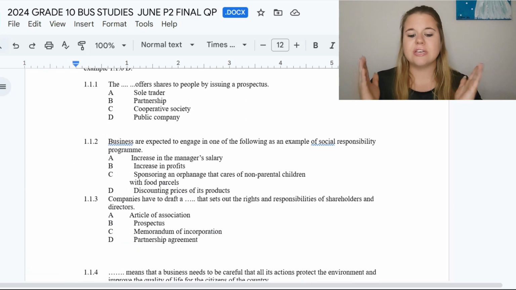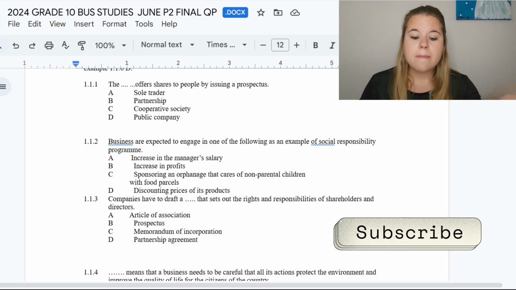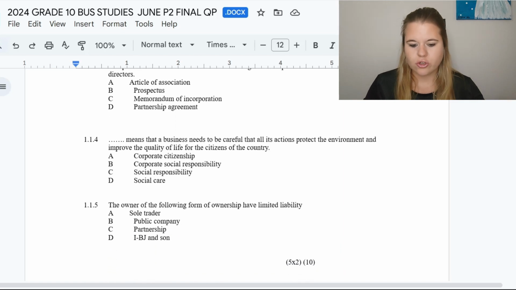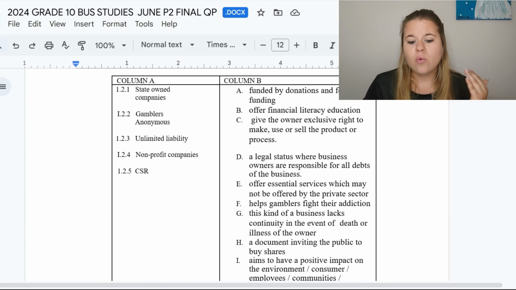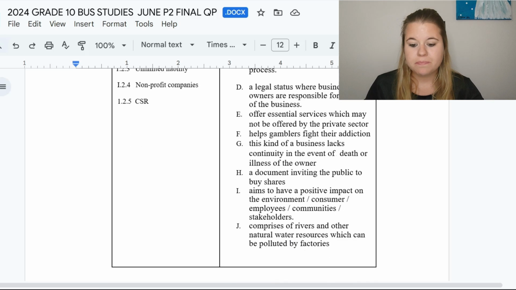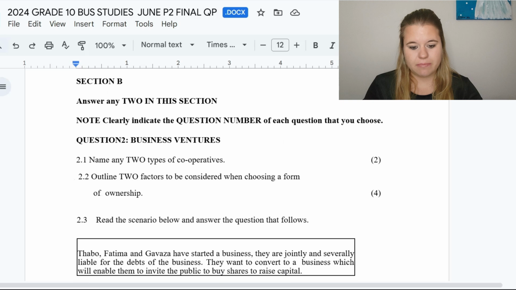All right, so again, question 1, like I said, you can pause the video, go through this, but it's all mixed and it's multiple choice. So all those questions there. And then moving on, in this example, we have the table, so match column A with column B. Then moving on to section B.